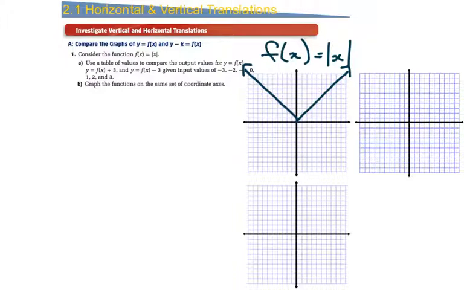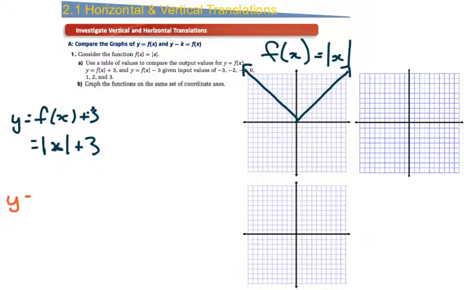Now we've got two other functions to look at. Y equals f of x plus 3, which would be absolute value of x plus 3, and y equals f of x minus 3, or the absolute value of x minus 3.